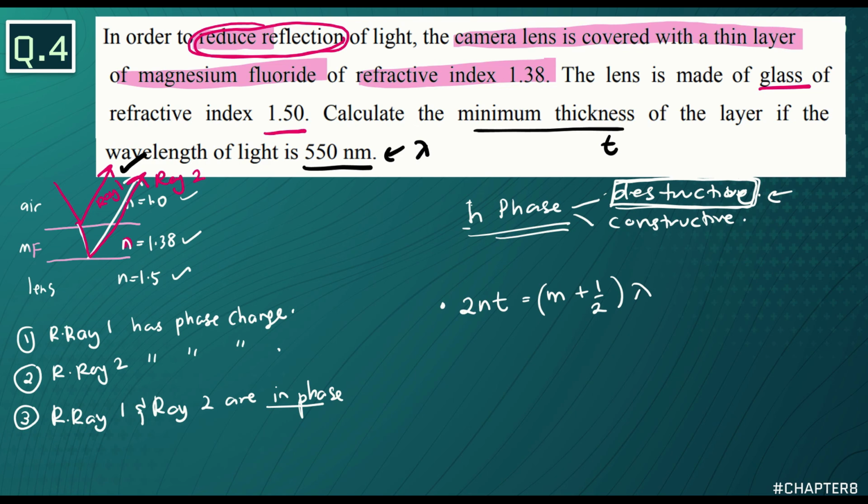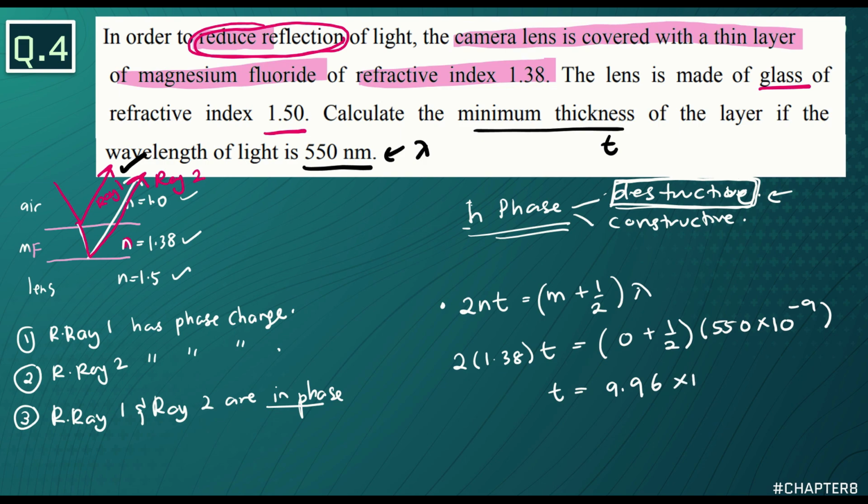So we do the substitution. Minimum thickness means our order m is minimum, so m is 0. 2n is for magnesium fluoride, times t, equals 0 plus half, times the wavelength, times 10 to the minus 9. So your thickness is supposed to be 9.96 times 10 to the minus 8 meter.